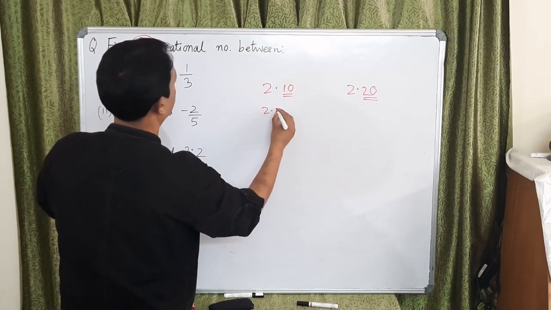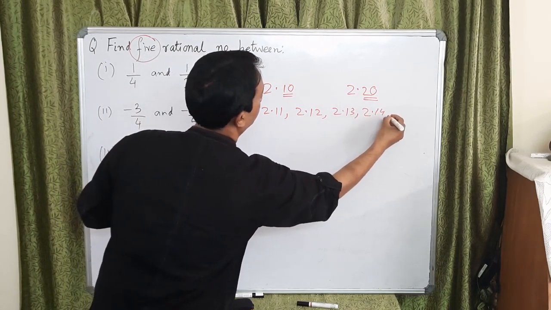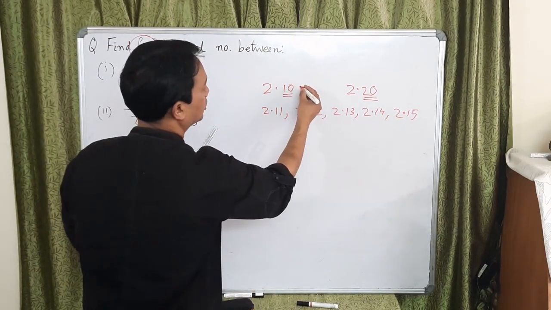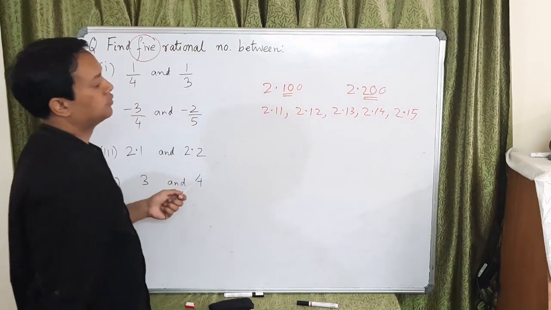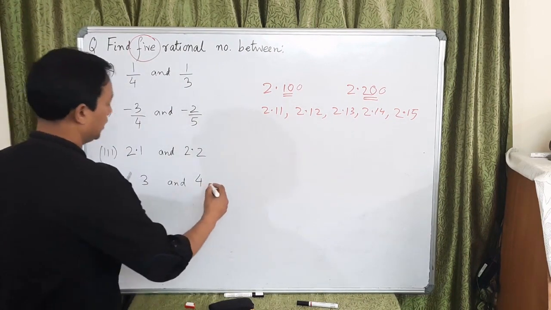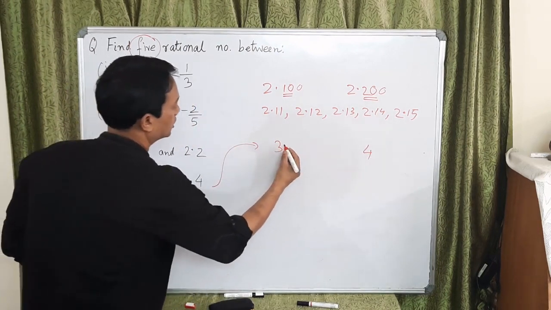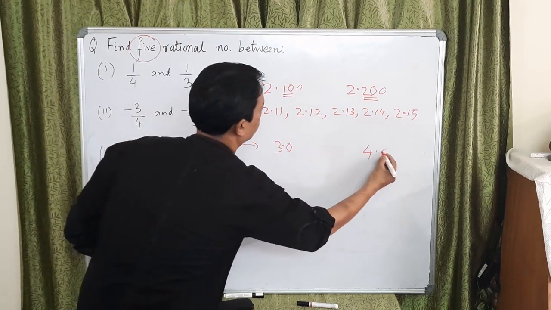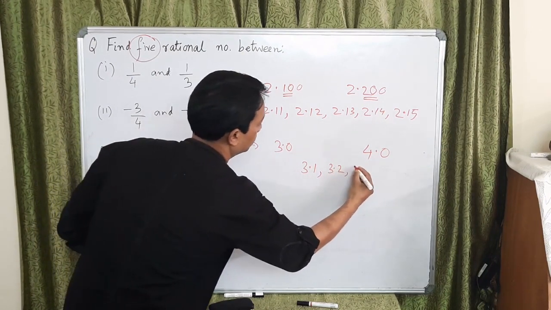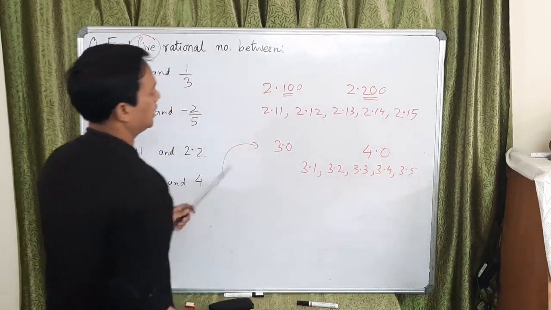We can write 2.11, 2.12, 2.13, 2.14, 2.15. Enough. If you want more, you can increase another place here also, then you can have as many as you like. There are infinite rational numbers between these two numbers. Similarly for 3 and 4, it's like 3.0 and 4.0. So the numbers in between are 3.1, 3.2, 3.3, 3.4, 3.5, 3.6. Similarly, you can write as many as we like.